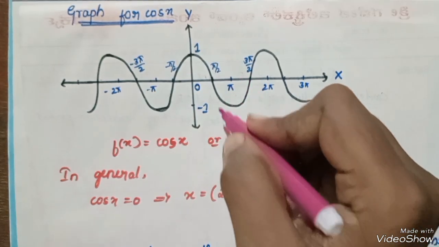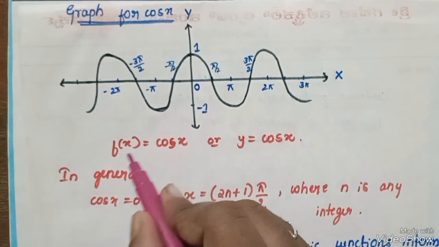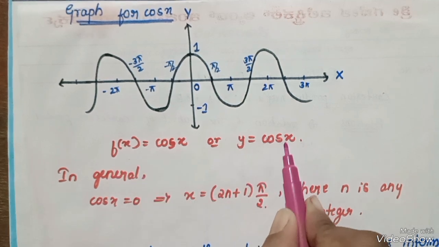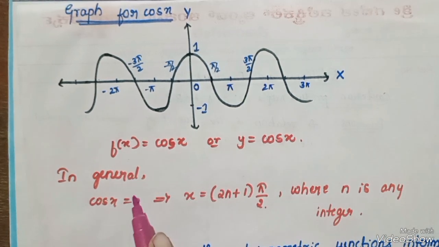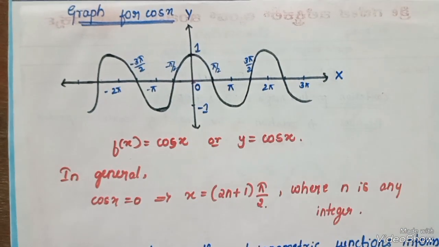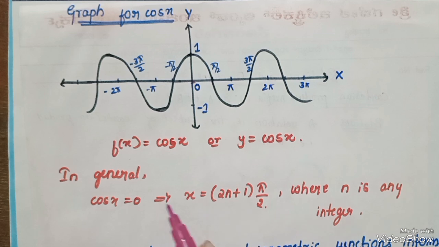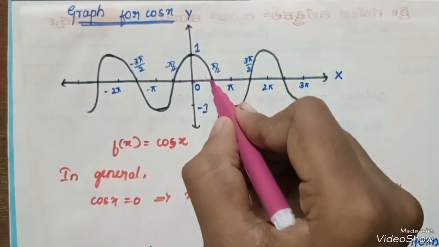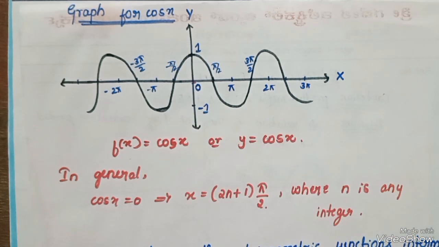Here we discuss the graph of f of x equals cos x, replacing f of x by y equals cos x. Generally, cos x equals 0 when the graph value taken is 0; at 0 the value is 1. For integer n, for n equals 0 we get pi by 2, and at 90 degree the cos value becomes 0.